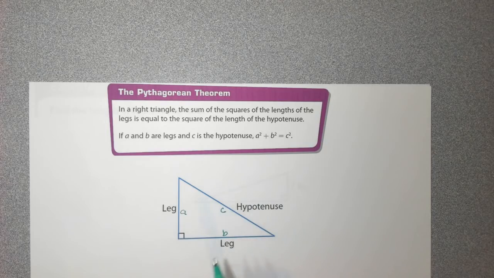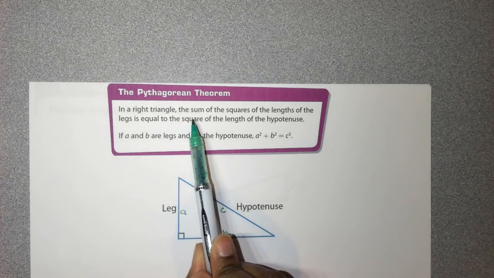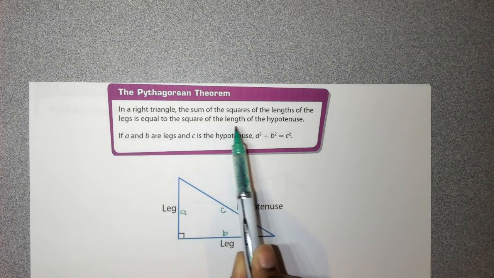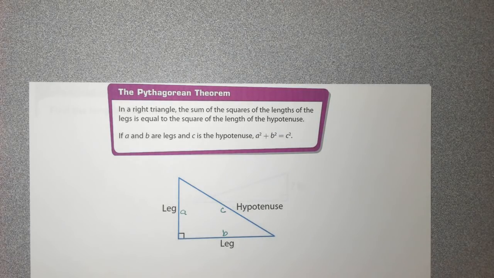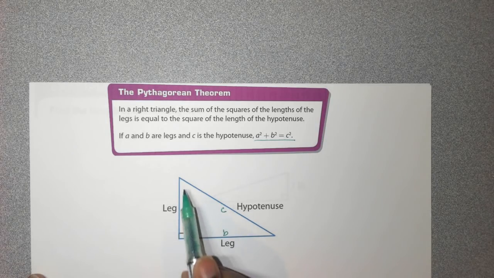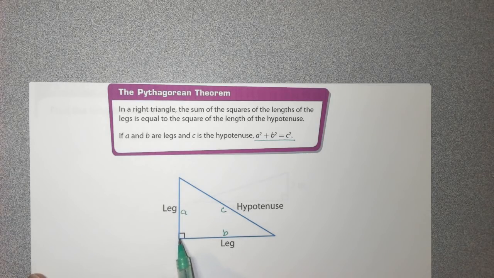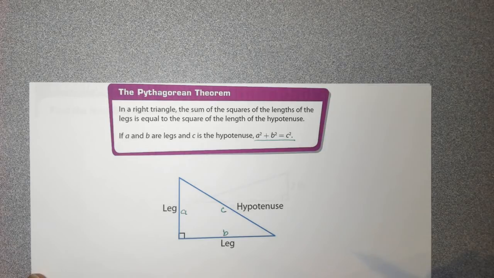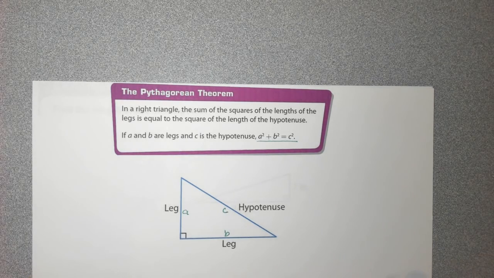The Pythagorean theorem says that in a right triangle, the sum of the squares of the lengths of the legs is equal to the square of the length of the hypotenuse. And that's really wordy, and we'll look at what that means shortly. But the formula of the Pythagorean theorem is a squared plus b squared equals c squared. So in other words, the square of a plus the square of b is going to equal the square of c. Let's see what that means.